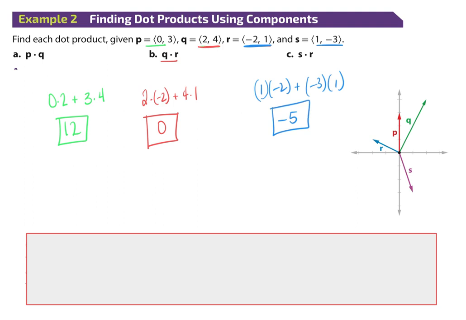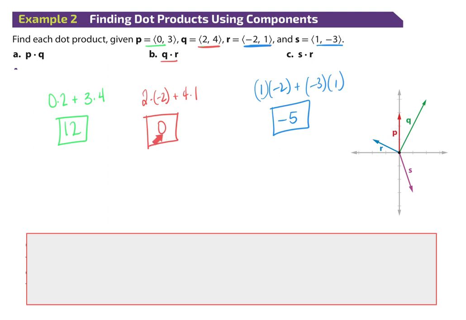Now let's look a little bit at these and see what's happening here. I have P and Q. So that's these right here. What is my angle measure between these two? What do you think that's going to be? Is it going to be 0 to 90, 90 to 180, 90 maybe? Yeah, it's going to be acute. We have an acute angle here, right? Everybody agree with that?